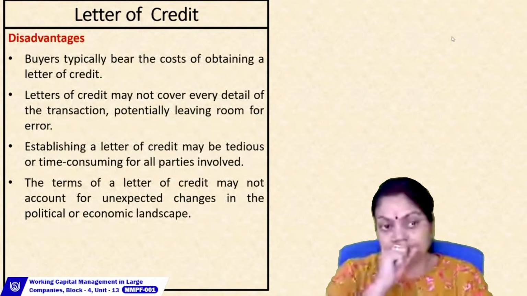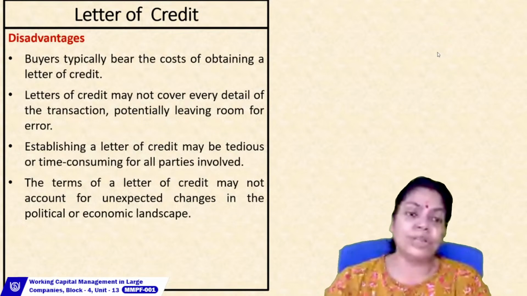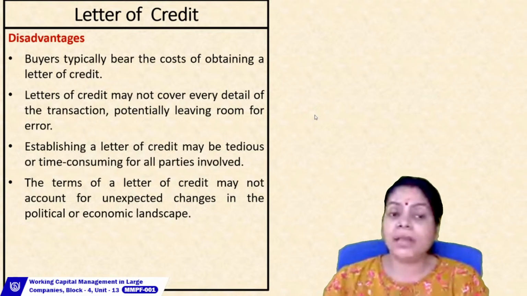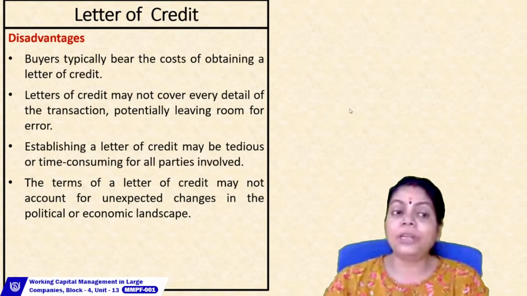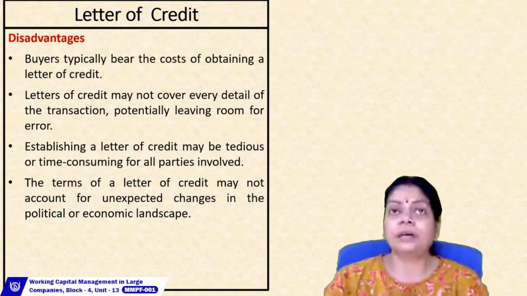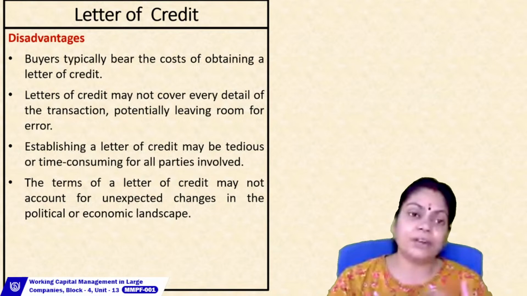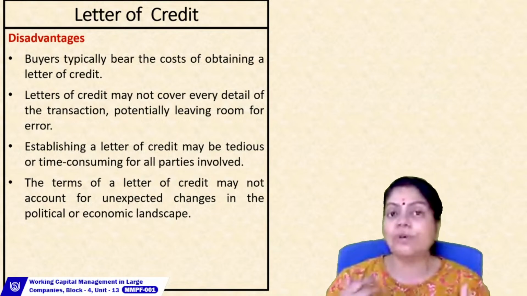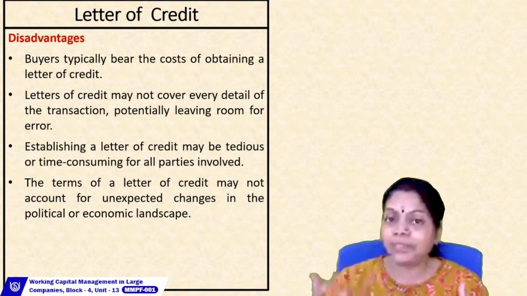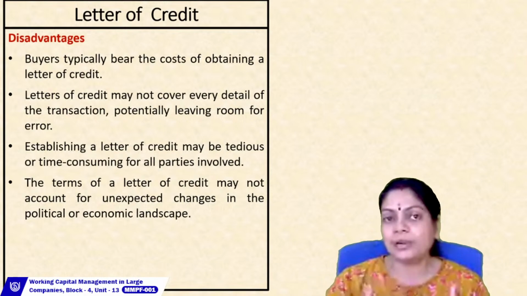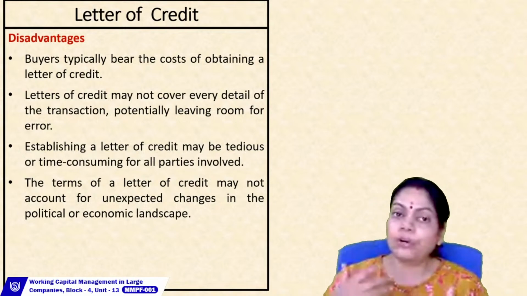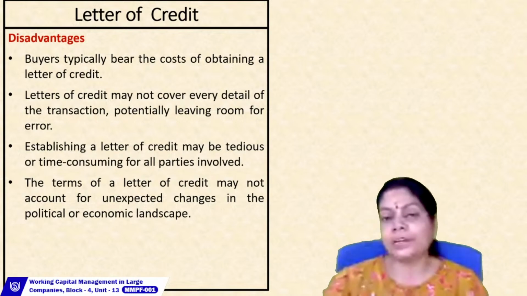Then you can talk about the disadvantages. In disadvantages, the buyers will typically bear the cost of obtaining the letter of credit. Okay, because I am the buyer, right? In a transaction, there is a seller and the buyer. Because I'm the buyer, I have to pay money. Now I am deferring that payment for 90 days. Now the seller would want that the buyer should present me with a letter of credit. So the cost of the letter of credit is transferred to the buyer here.